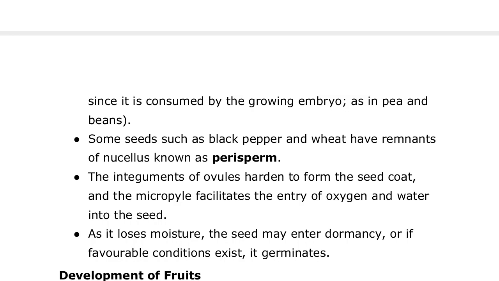The integuments of ovules harden to form seed coat, and the micropyle facilitates the entry of oxygen and water into the seed. As it loses moisture, the seeds may enter dormancy, or if favorable condition exists, it germinates.